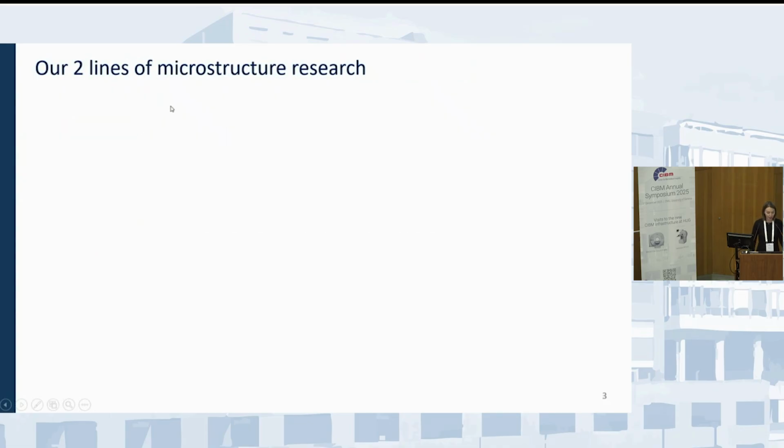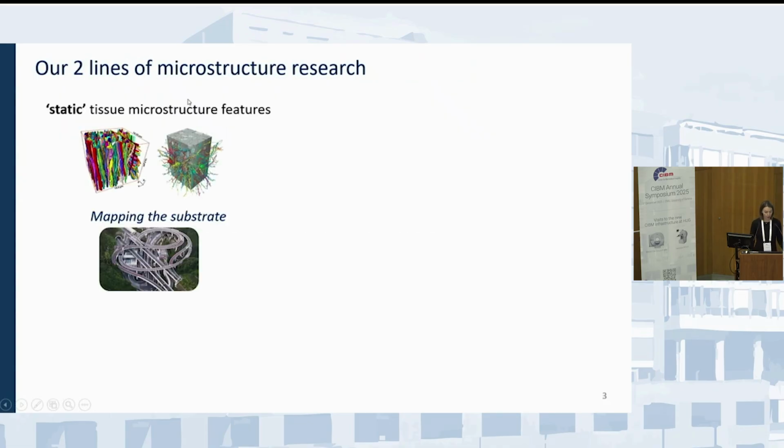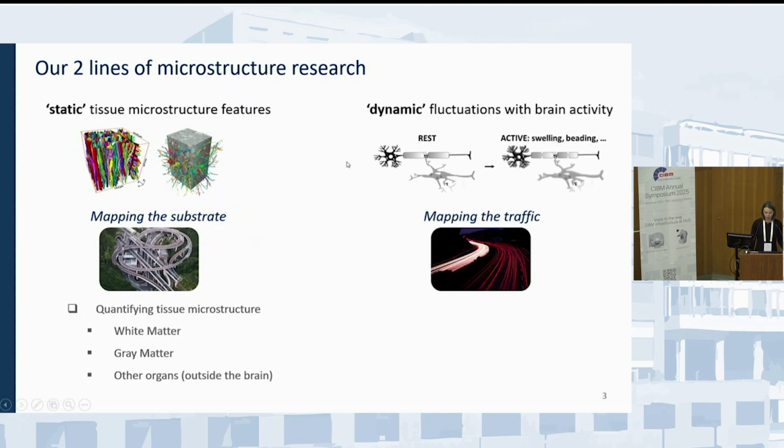And so in the group, we have two lines of so-called microstructure research. The first one is to develop models for tissue that then give us access to specific features of this microstructure by fitting the model to the signal. And so we call this mapping the substrate. And so we develop methods for quantifying tissue microstructure in brain, white, and gray matter, but recently also in other organs outside the brain.